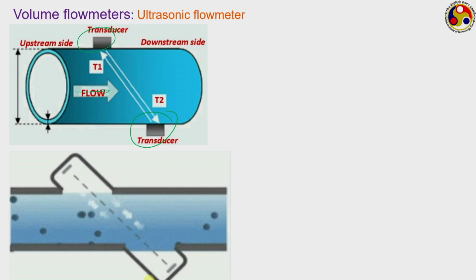Then suppose c is the velocity of the sound, and v is the velocity of the flow. The actual velocity of the wave that is travelling from one transducer to the other will be equal to c plus minus v cos theta, where theta depends on the orientation. That means the wave which is moving towards the downstream direction, its velocity will be higher. The wave which is moving towards the upstream direction, that is opposite to the flow, its velocity will be lower.